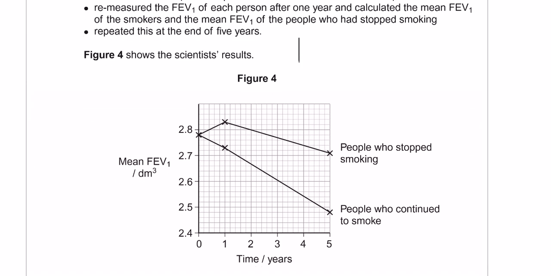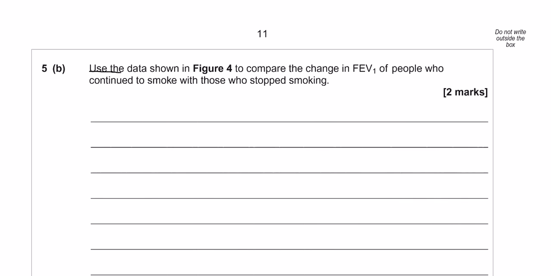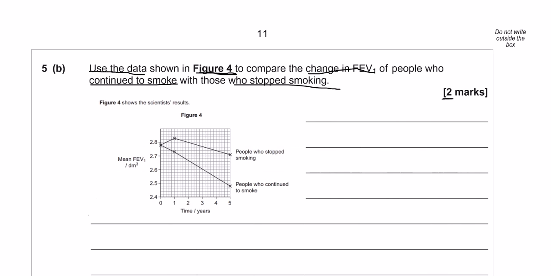It then shows you the scientist's results, and you need to look at those very, very carefully. So that's the time in years, that's the mean FEV1 per dm cubed, and then people who stopped smoking, people who continued to smoke. So this question says use the data, and in bold it's got figure 4, so you have to use the data to compare the change in FEV1 of people who continued to smoke with those who stopped smoking. And again, there's 2 marks.